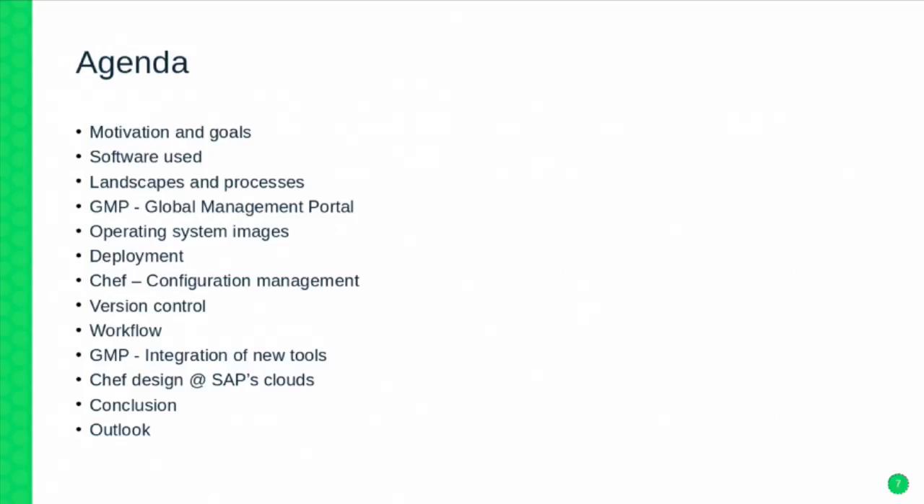So now I'm going to tell you what we are going to tell you today. As you see, it's quite a lot, so we have to speed up a little bit. First we'll tell you what was our motivation for re-innovating the deployment at the two SAP clouds. Then we'll tell you what software we used, and a little bit about the global management portal we are using at SAP. And then we show you the single steps that we did, redefining deployment, introducing configuration management and a good version control system, and also our CI and CD workflow that we deployed there. And at the end, we tell you how we integrated this together at the infrastructure we found at SAP.